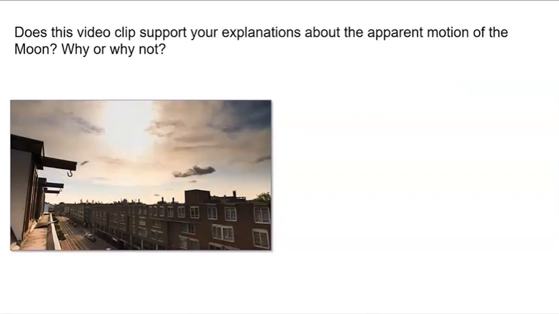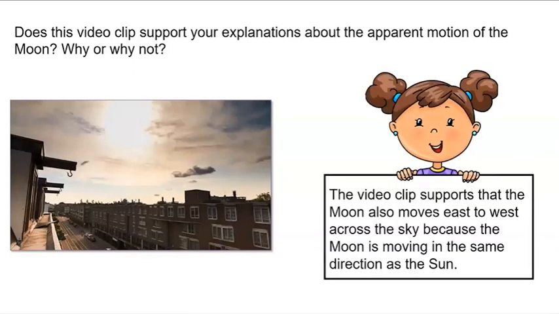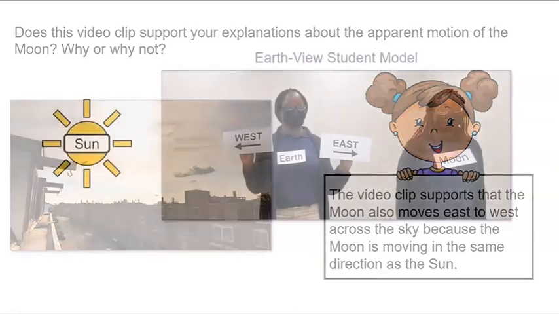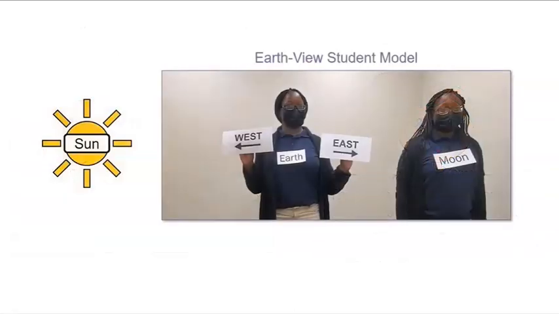Does the video clip support your explanations about the apparent motion of the moon? Why or why not? Perhaps you're thinking, the video clip supports that the moon also moves east to west across the sky because the moon is moving in the same direction as the sun. I agree. Nice work. Let's revise our Earth View student model to incorporate the moon.